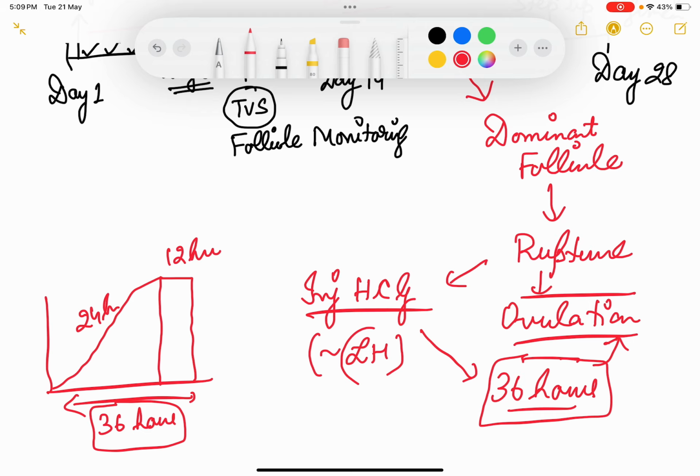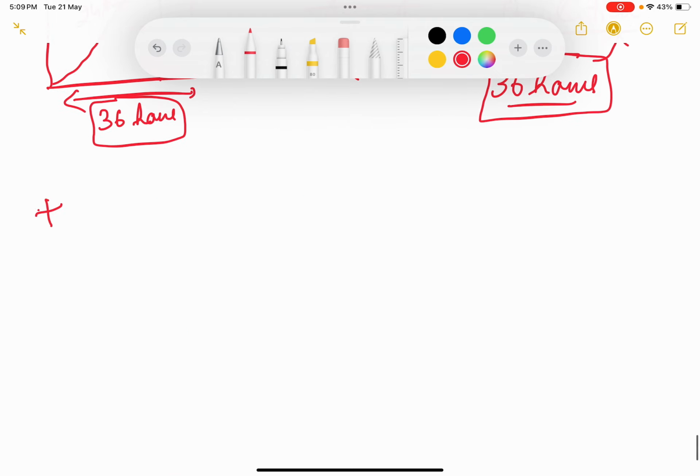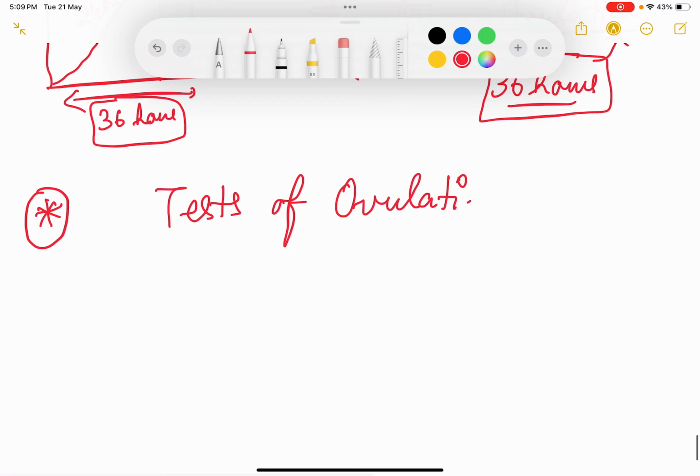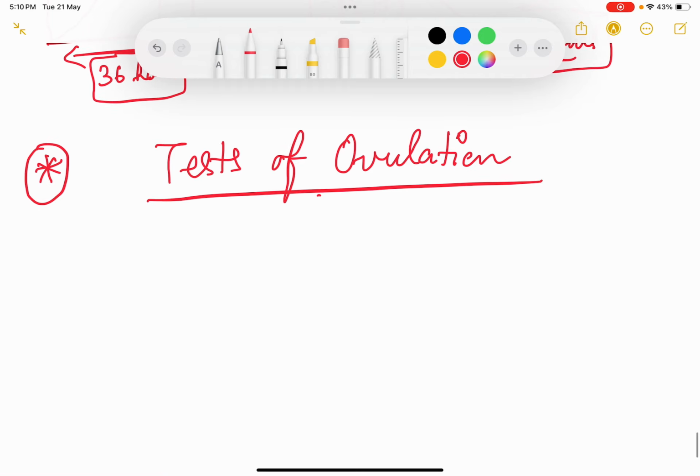Now how do you actually know that ovulation has occurred? What are the tests of ovulation? Very important question. Tests of ovulation. How do we know that a female has really ovulated or not? So the tests for ovulation can be divided into indirect tests.